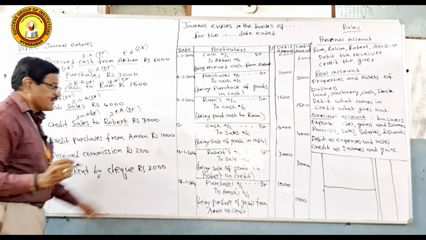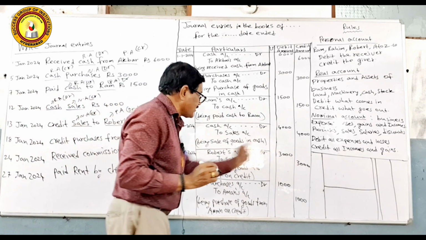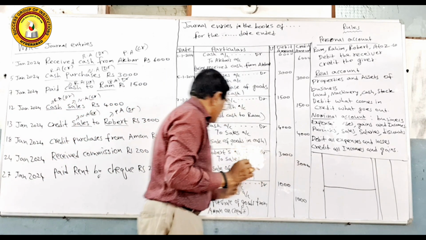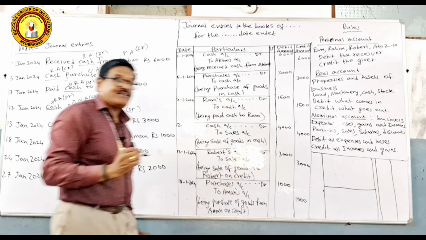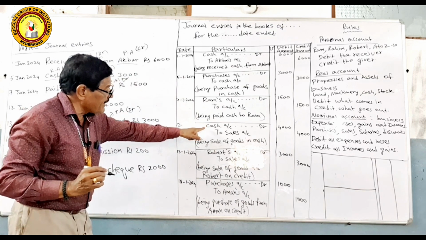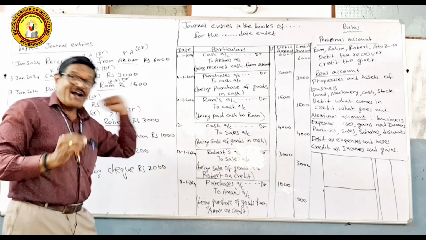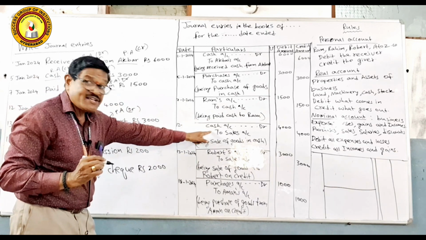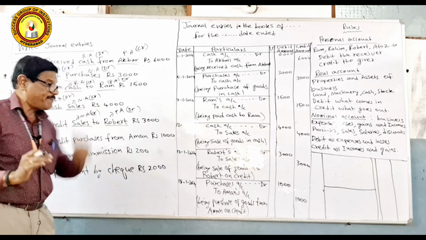So, the journal entry is 13/1/2024, Robert's account debit 3,000 to sales account 3,000. Being sale of goods to Robert on credit. You can observe here, on cash means cash is debited, on credit means the name of the party. Sales always in the credit only, purchase always in the debit only. That you have to remember.